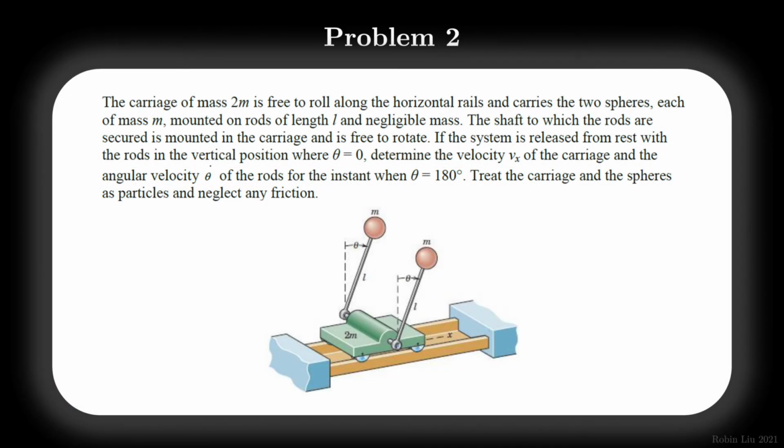Now for problem 2. It states, the carriage of mass 2m is free to roll along the horizontal rails and carries the two spheres, each of mass m, mounted on rods of length L and negligible mass. The shaft to which the rods are secured is mounted in the carriage and is free to rotate. If the system is released from rest with the rods in the vertical position where theta equals 0, determine the velocity vx of the carriage and the angular velocity theta dot of the rods for the instant when theta equals 180 degrees. Treat the carriage and the spheres as particles and neglect any friction.